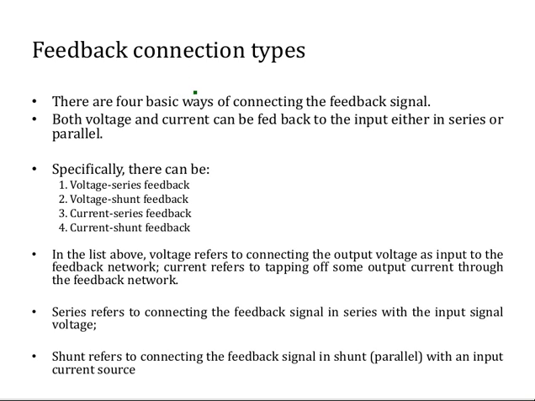Now there are different connection types of feedback. There are basically 4 ways of connecting the feedback signal. Both voltage and current can be fed back to the input either in series or parallel. So there are 4 combinations: voltage series, voltage shunt, current series and current shunt feedbacks. In this list, voltage refers to connecting the output voltage as input to the feedback network, and current refers to tapping off some output current through the feedback network. Series refers to connecting the feedback signal in series with the input signal voltage, and shunt refers to connecting the feedback signal in shunt or parallel with an input current source.